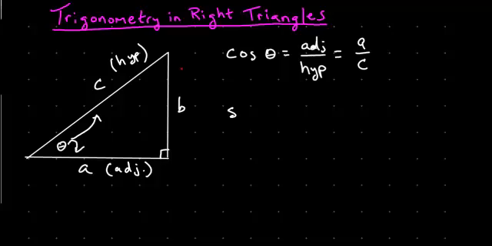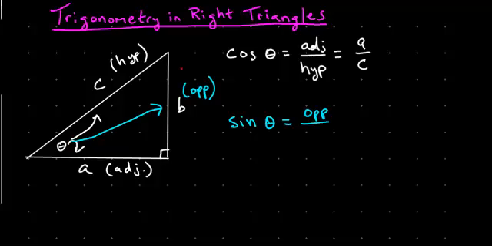Let me do sine theta in a different color. Let's go to here. Sine theta equals, and it's going to be opposite, and that's going to be B is the opposite with respect to theta. It's the angle opposite of theta. Opposite over hypotenuse, which is going to equal B over C.